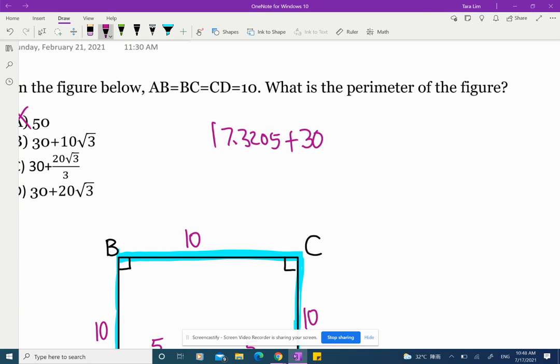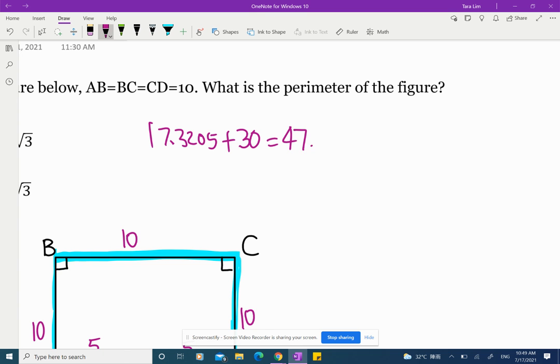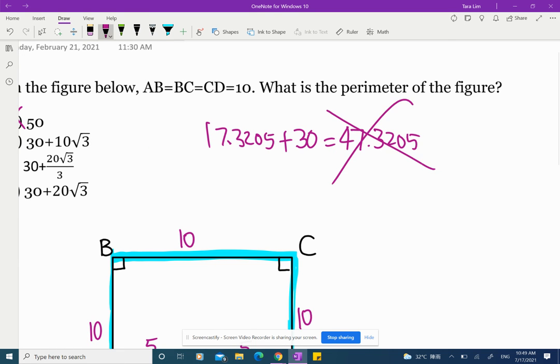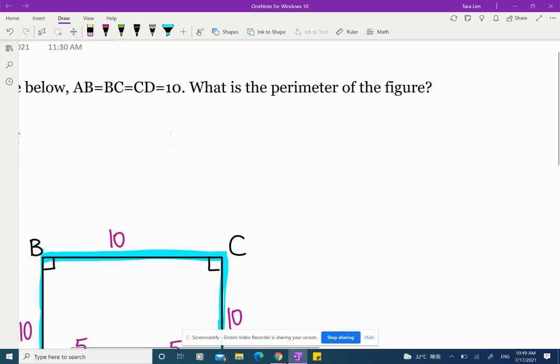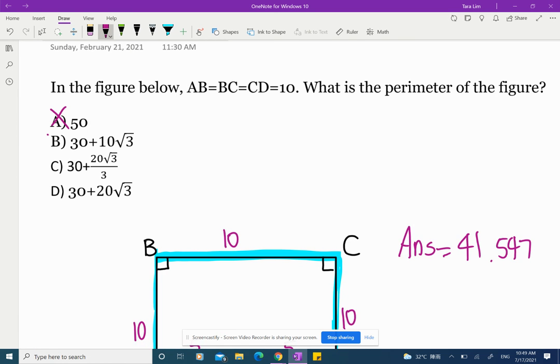So if we add 30, is it going to be 41.547? Let's see. We add 30, it's going to give us 47.3205. And that is not 41.547. So the correct answer is actually, let me write it down, 41.547. And just now the answer was not. So B is incorrect. Now let's try C.